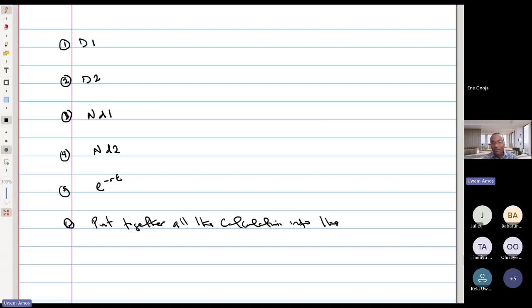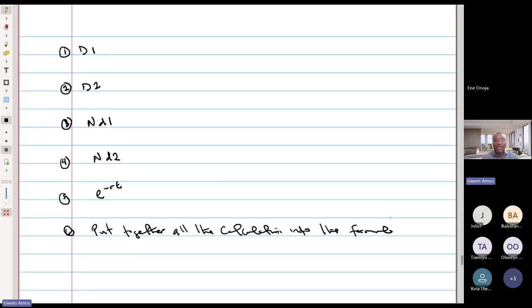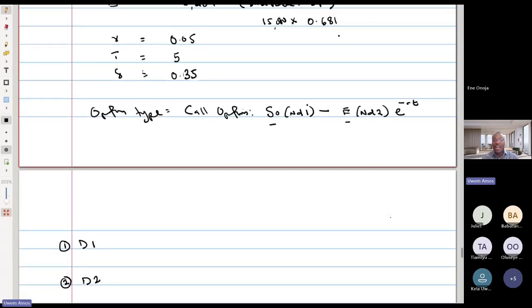Into formula. So these are the steps we would take to be able to get all the elements we need for our calculation. If you follow these steps, guys, you would never get it wrong. You just need to follow these steps to get it right.